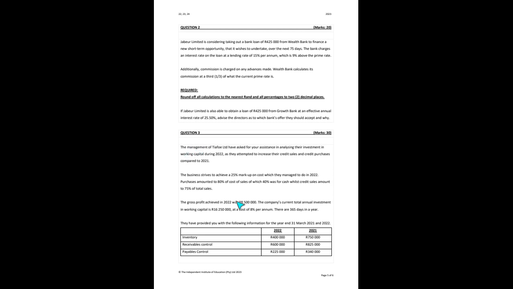Because question 3's wording, the way that they've worded the question and the required, is slightly different to the questions in the textbook. And if you don't understand the application of the theory in the questions in the textbook, then you're going to battle with this question in your assignment.